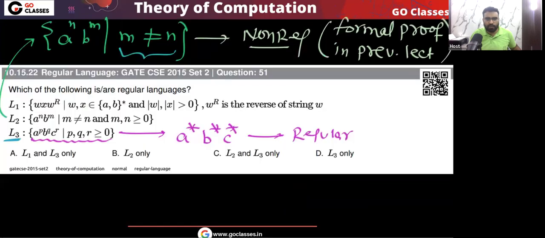Ultimately, what is going to be the answer here? We have already seen that this is regular. We found that this is regular. So the answer will be, you can see, the question is asking which are regular languages. So the answer is L1, L3. Okay, the answer will be option A.